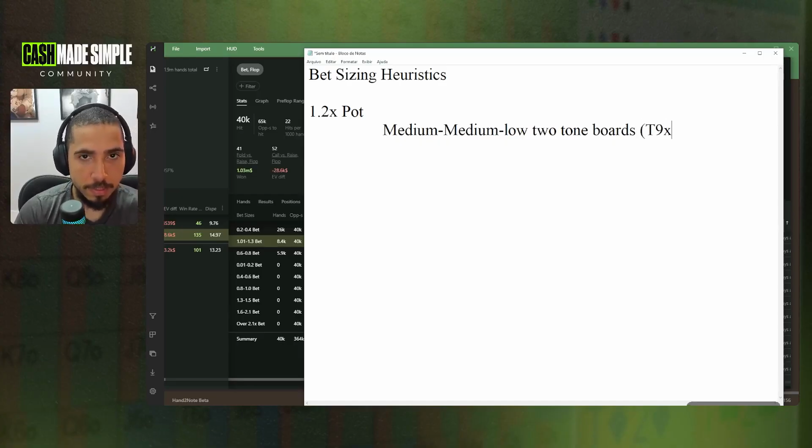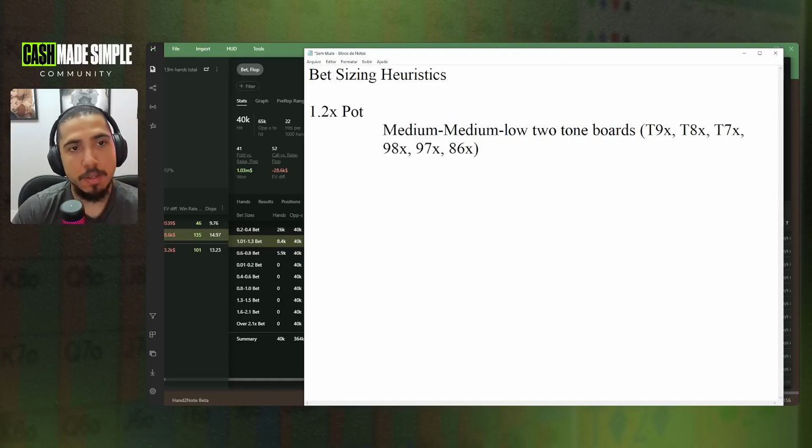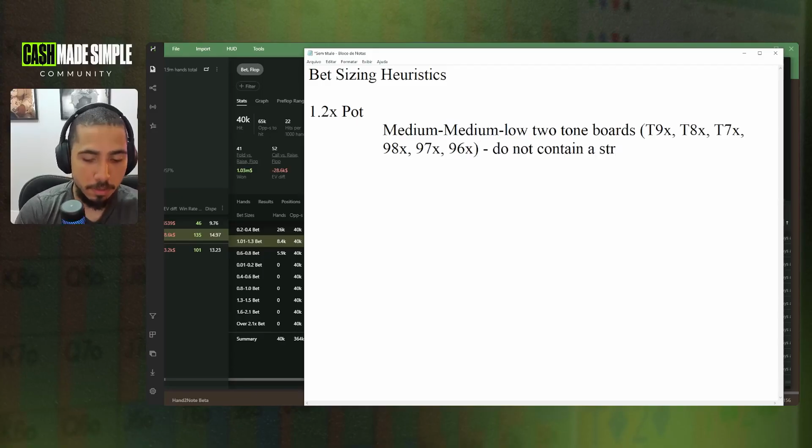Okay, so this is like 10-9x, 10-8x, 10-7x two-tone, 9-8x. Let's put here 9-8x, 9-7x, 9-6x two-tone. Okay, so these types of boards, you should be using the 1.2x size. So these are boards that do not contain a straight. Okay, do not contain a straight.